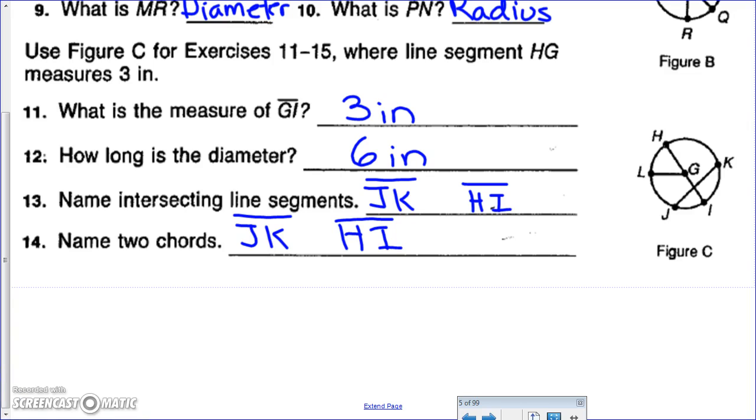After you've finished writing everything down, please glue this paper in your math notebook.